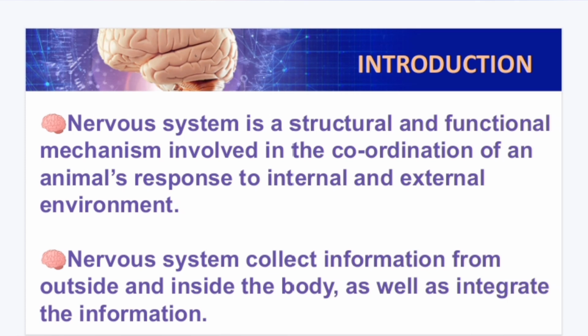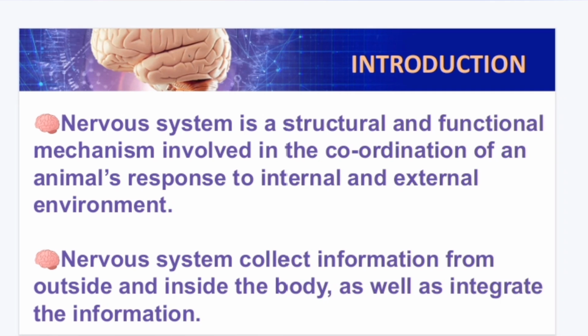internal and external environment. The nervous system collects information from outside and inside the body as well as integrates the information. So, the nervous system is a structural and functional mechanism, as you all know, which mainly deals with the coordination of an animal's response. And the response can be related to the stimulus that can originate from the external or outside the body as well as inside the body. And the brain also collects this information, integrates it, and it gets stored in the brain.